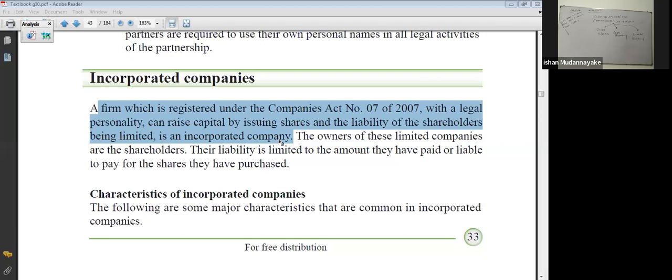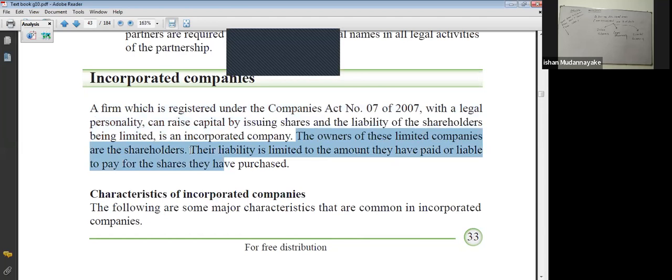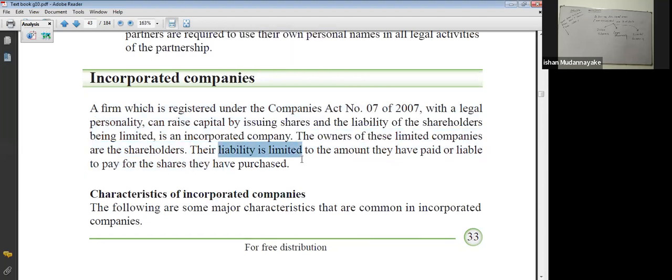Right. Then here, the owners of these limited companies are the shareholders. Their liability is limited to the amount they have paid or are liable to pay. It means their liability is limited to the amount of invested capital. I will explain this concept again later, someday, like the meaning of limited liability.